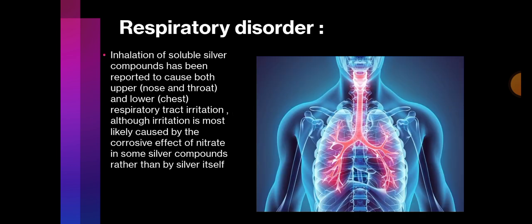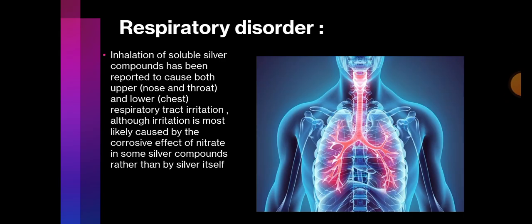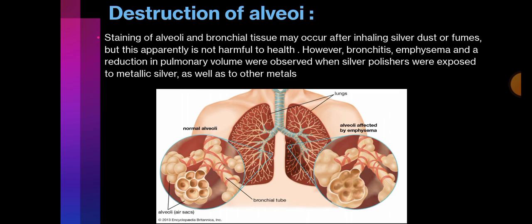Respiratory disorder. Inhalation of soluble silver compounds has been reported to cause both upper and lower respiratory tract irritation, although irritation is most likely caused by the corrosive effect of nitrate in some silver compounds rather than by silver itself. Staining of alveoli and bronchial tissue may occur after inhaling silver dust or fumes, but this apparently is not harmful to health.